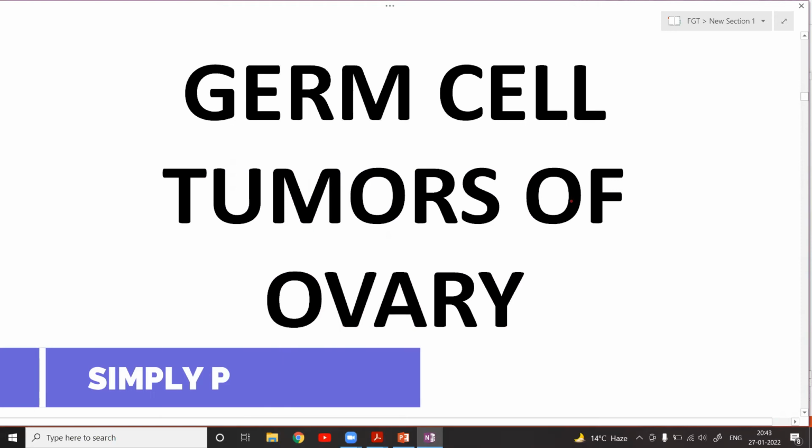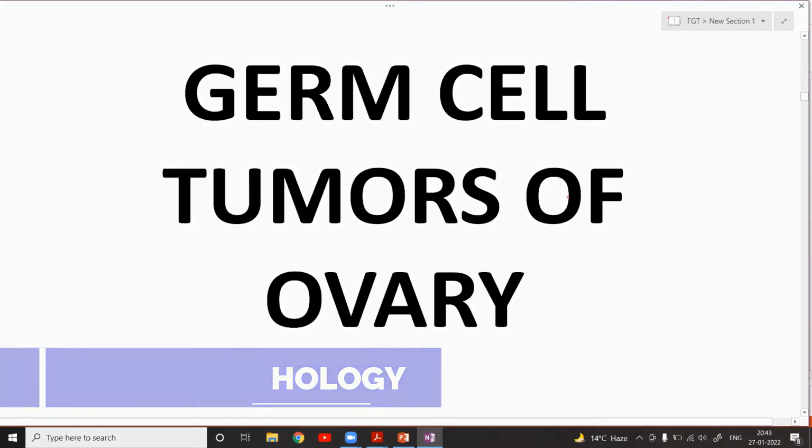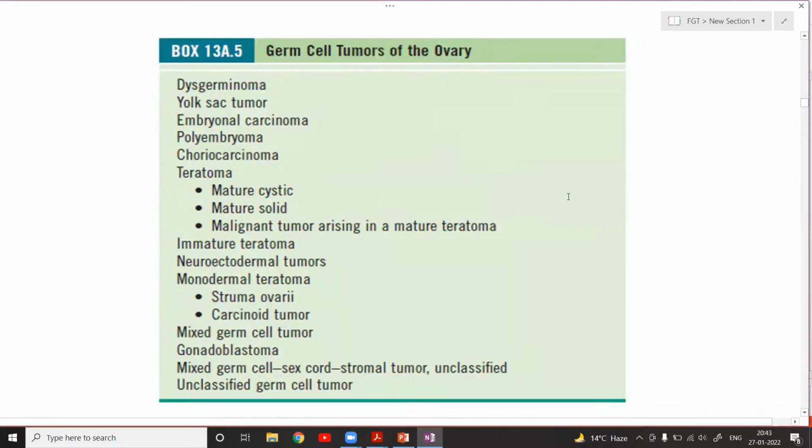Good evening, everyone. Today, we are going to understand the germ cell tumors of the ovary, starting with the classification of germ cell tumors. There are different kinds of germ cell tumors, and out of them, we are going to read some of the most important ones. The first is dysgerminoma, yolk sac tumor, embryonal carcinoma, polyembryoma, choriocarcinoma, teratoma, immature teratoma, neuroectodermal tumors, monodermal teratoma, mixed germ cell tumor, gonadoblastoma, mixed germ cell sex cord stromal tumor, and unclassified germ cell tumor.